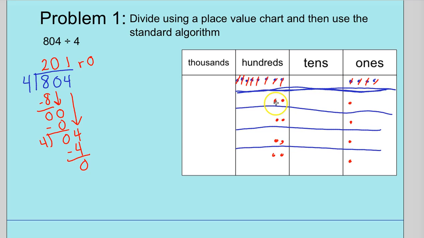So see, this is 201 across, but let's check just to be sure. 4 times 1 is 4. 4 times 0 is 0. 4 times 2 is 8. They match. Perfect. I hope you did a good job on that.